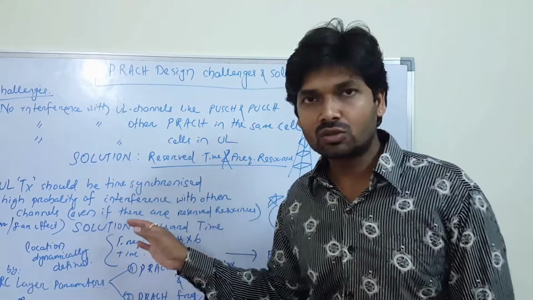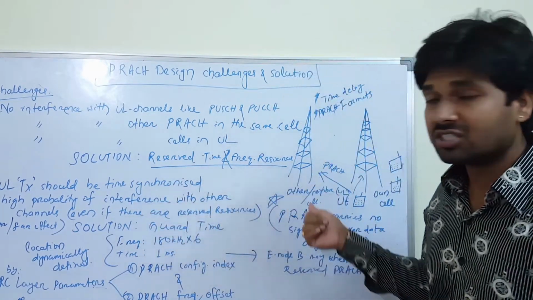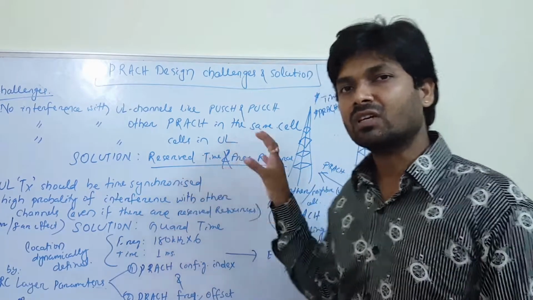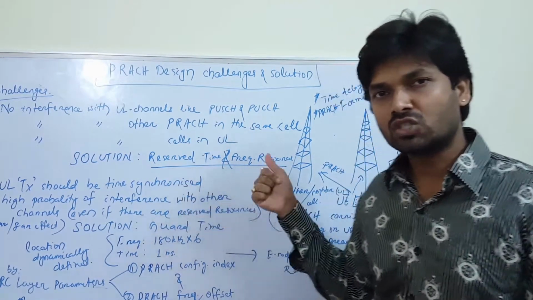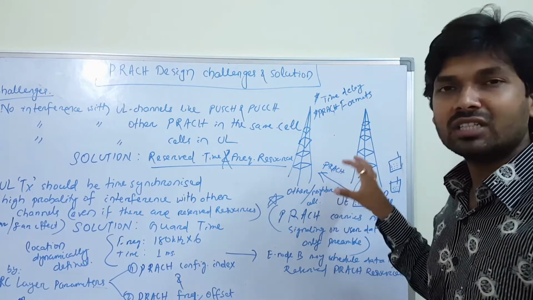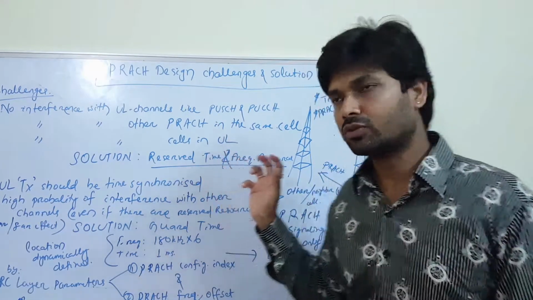And the fifth challenge which I can see is a high probability of interference with the other channels, even if there are time and frequency reserved resources. Though there are time and frequency resources reserved for the PRACH preamble transmission, even then there is a chance of interference. So how to get a solution for that?